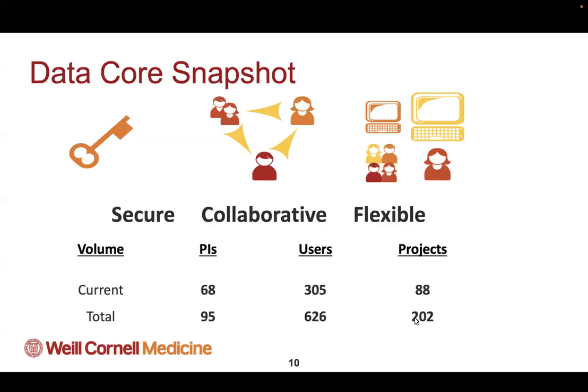This is just the current snapshot that I pulled together. Currently, we have 68 PIs and just over 300 users in the core right now, and we're supporting 88 projects. Since the inception of DataCore, you can see that the service has continued to grow over the years. We've had close to 95, almost 100 PIs, numerous users from all across, and we recently onboarded our 200th project, so we continue to grow in that area.